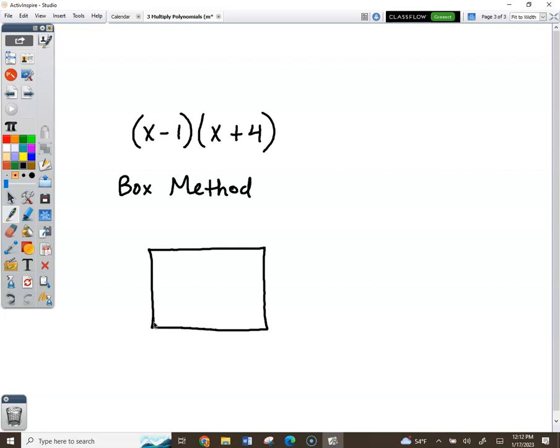So this is a binomial. This is a binomial, which tells me that I'm drawing a 2 by 2. Because I have 2 terms, 2 terms. You with me? All right. One set of parentheses goes down the side, broken up by terms. So I have x minus 1. The other set of parentheses goes across the top, broken up by terms. So I have x positive 4. Notice I spaced them out a little bit, and then you draw your boxes. It's a 2 by 2.